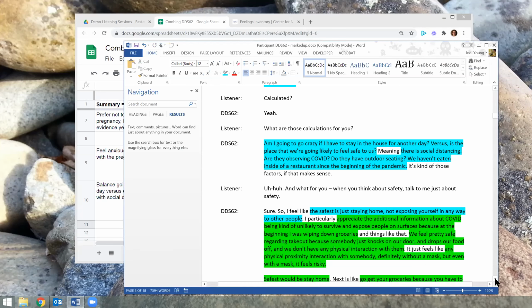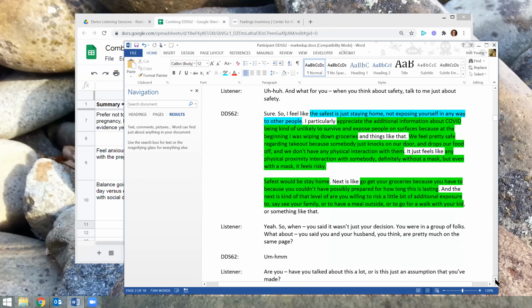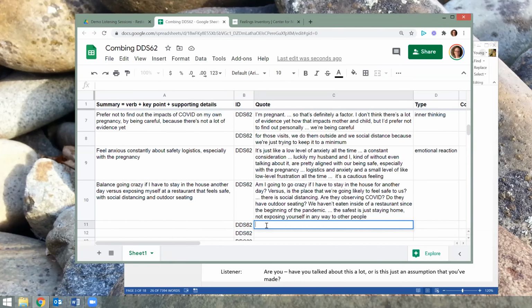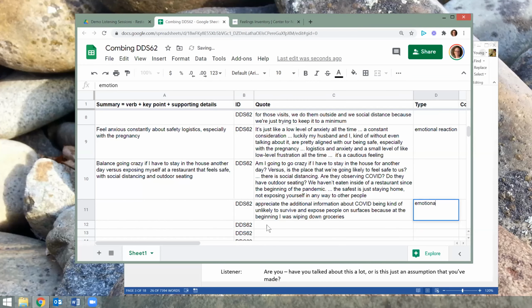And appreciate the additional information about COVID being kind of unlikely to survive and expose people on surfaces. So it's kind of relief there. I think that's a little bit of an implied emotion, and that just stands on its own. By the way, this is inner thinking. We have to write something there or else it won't inherit what's above it because there's a gap.